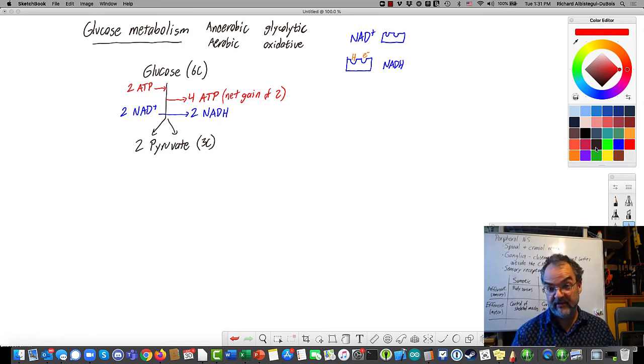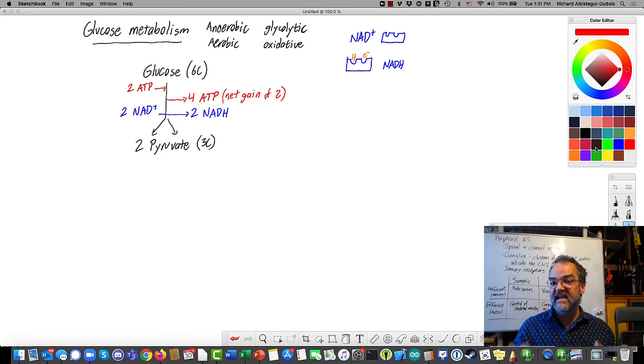And the answer is nothing. But the cell doesn't have an unlimited amount of NAD+. And every time we take a glucose and turn it into pyruvate, we do get 2 ATP out of it. But we also have now taken 2 of our NAD pluses and made them into NADH. If we keep doing that, we're going to use up all of our NAD+. We'll end up with a big pile of NADH and nothing to do with it. And then we can't do the process anymore because we don't have any more NAD+ to use.